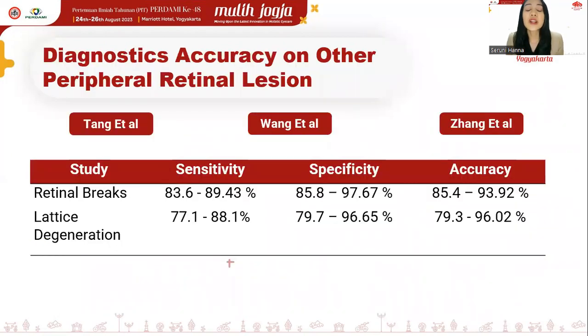In 3 studies, deep learning was used to detect other peripheral retinal lesions associated with retinal detachment, such as retinal break and lattice degeneration. The DL algorithm also shows high diagnostic accuracy, which can also have an impact on the early detection of the risk of RD.